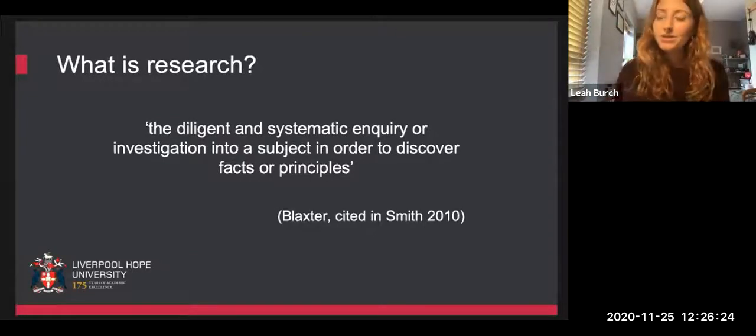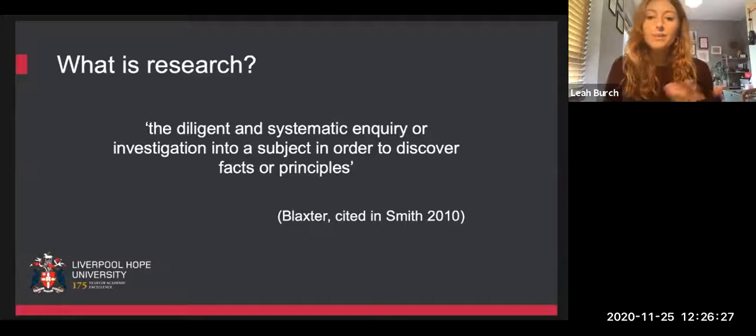So this key question then, what is research? What is social research? So Blaxter says that research is the diligent and systematic inquiry or investigation into a subject in order to discover facts or principles. So key to that definition then is a systematic inquiry or investigation. So what we can interpret from that wording is that research is something that is structured. It's something that's planned out to some extent.